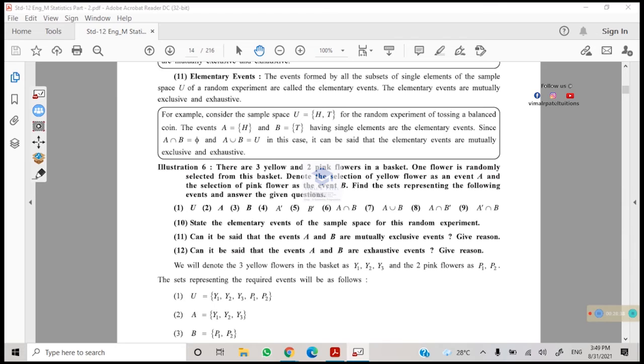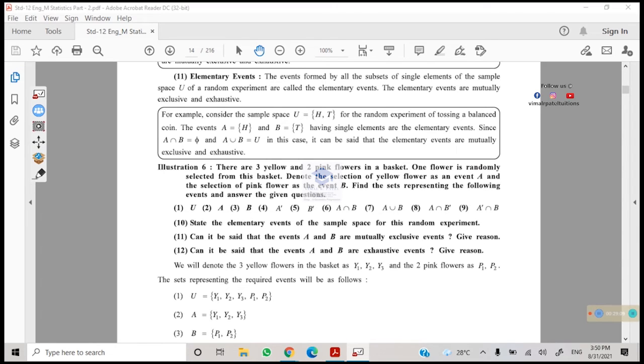See, illustration 6. There are 3 yellow and 2 pink flowers in a basket. One flower is randomly selected from this basket. Denote the selection of yellow flower as an event A and selection of pink flower as event B. Find the sets corresponding to the following event. This is basic, it is not a probability sum. This sum is related to how you are denoting the different state of event.